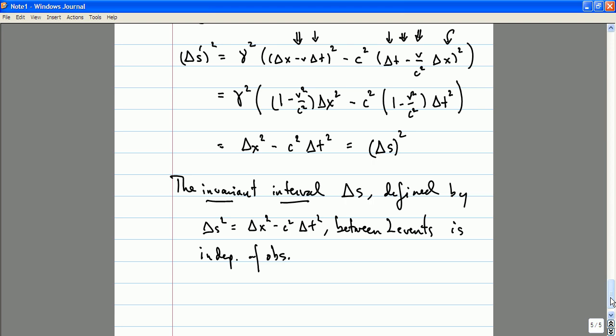By the way, those of you who have seen special relativity before, have you seen the invariant interval? Okay, so this is new. Good. It always feels nice to be doing something you haven't seen before.